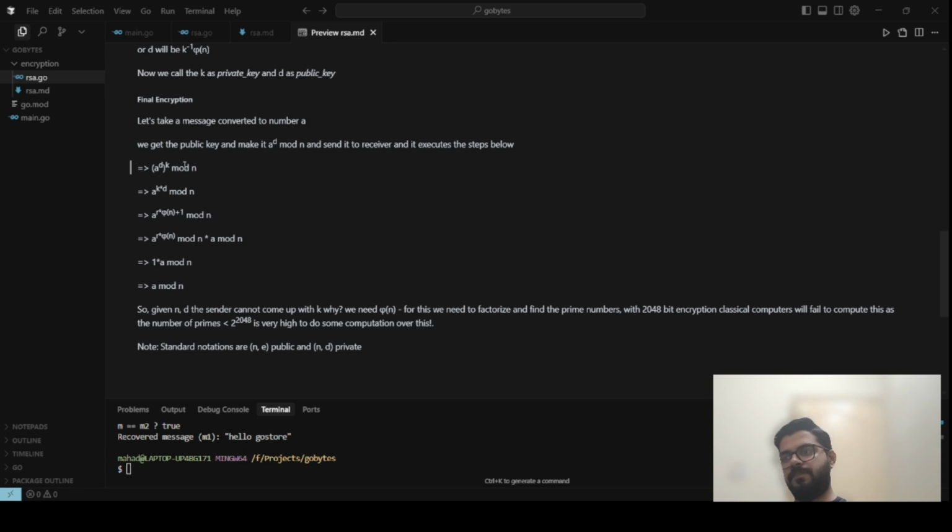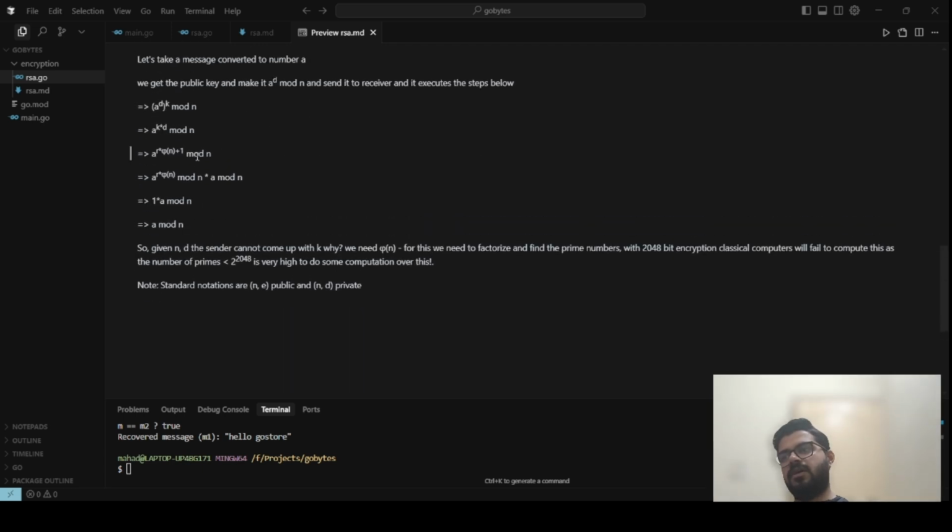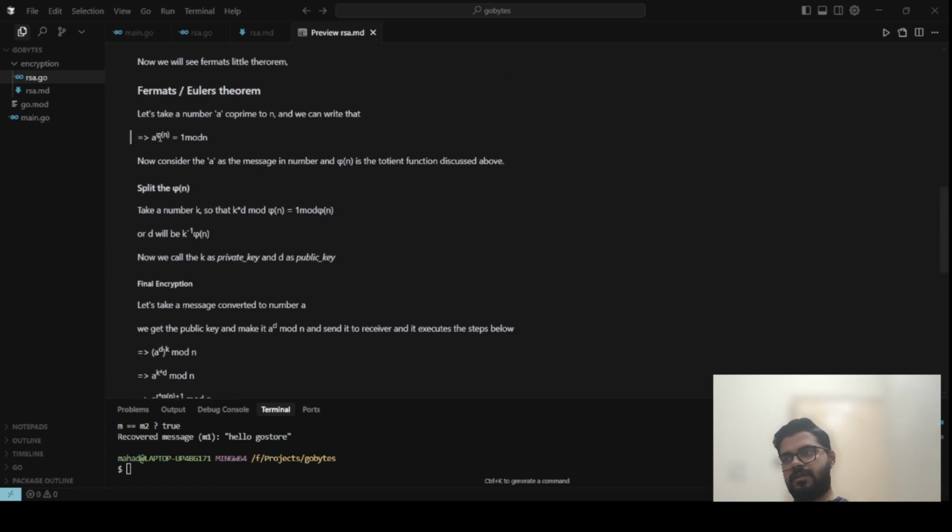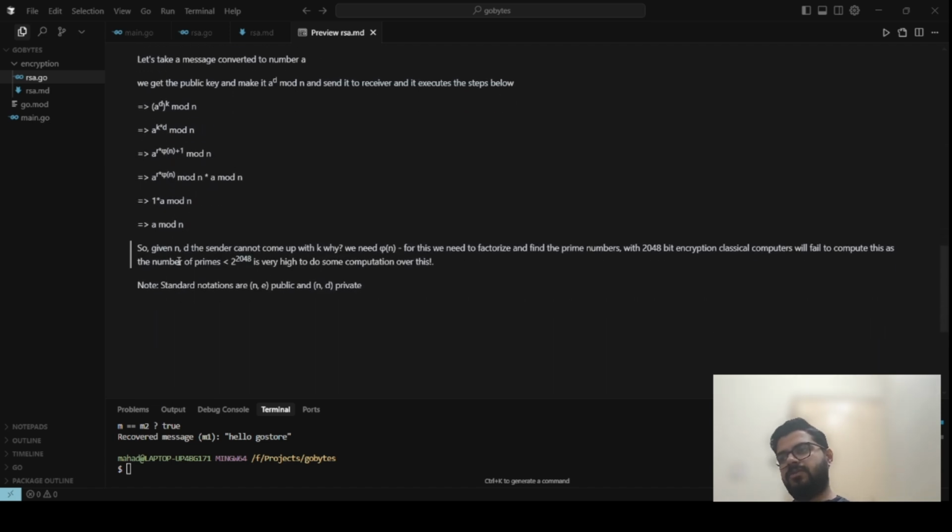Now a to the power d, the whole raised to k, so you are again exponentiating it by k. A to the power k times d mod n, you will get r times phi of n plus 1. That's what I explained earlier, right? Because k times d is equal to 1 mod phi of n, which means r times phi of n plus 1. Now you can say a to the power r times phi of n, times a, mod n. So a to the power r times phi of n mod n will be 1 because of this theorem, right? Finally you will get a mod n. That is your answer, right?